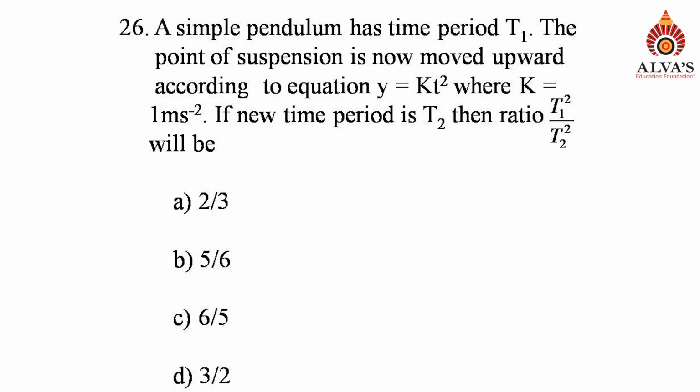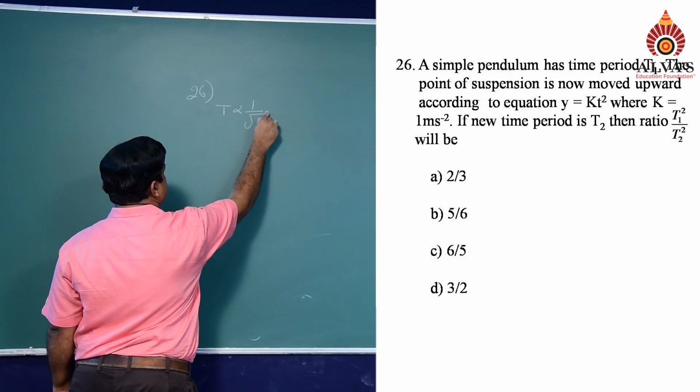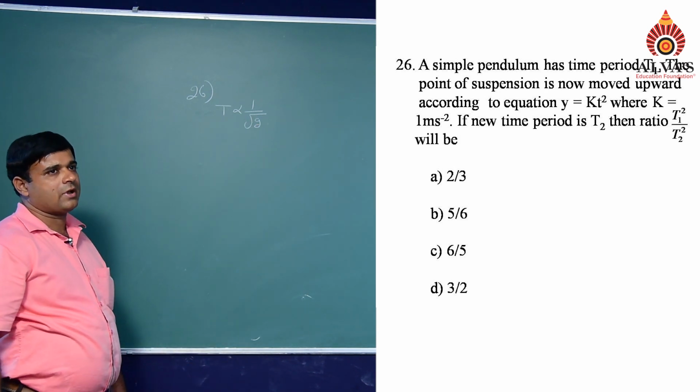A simple pendulum has time period T1. The point of suspension is now moved upward according to the equation y equal to k into t square, where k equal to 1 meter per second square. If new time period is T2, then ratio T1 square by T2 square will be. Initially, the simple pendulum is in the inertial frame of reference. Now, as it is moved upwards, it gets accelerated, hence effective gravity changes. As g changes, time period changes. How are they related? Time period is inversely proportional to root of gravity.